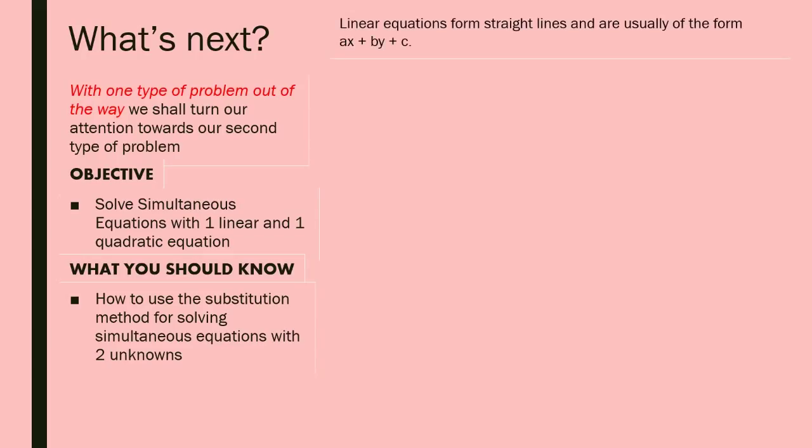So linear equations form straight lines. You'll have seen those when we did coordinate geometry, or when we do coordinate geometry. And usually have the form ax plus by equals c, or y equals mx plus c, if you remember from GCSE. And quadratics, we've already done in the course, are of the form y equals ax squared plus bx plus c. So they have a squared term in them. So we'll have a single x and a squared term.